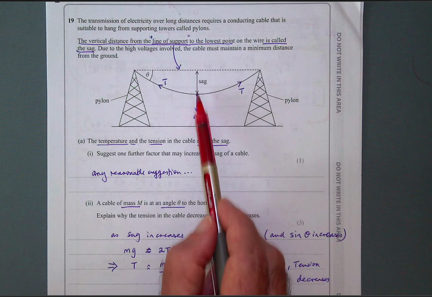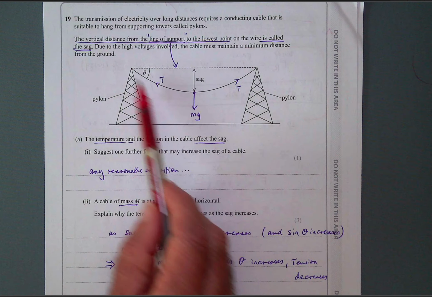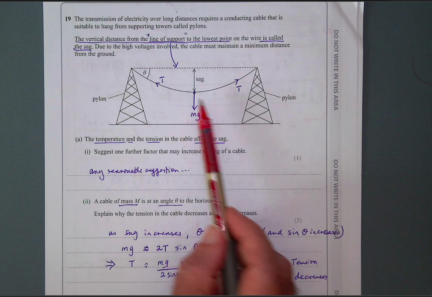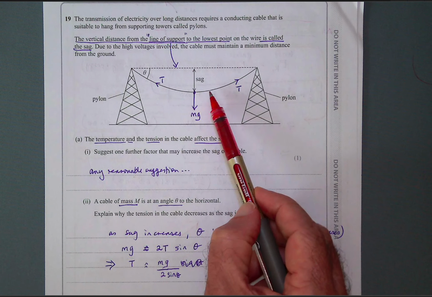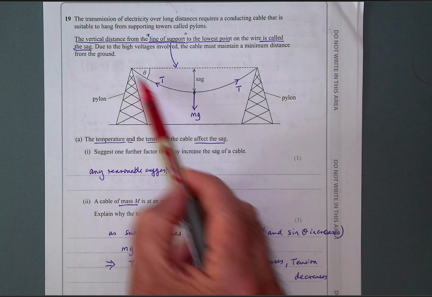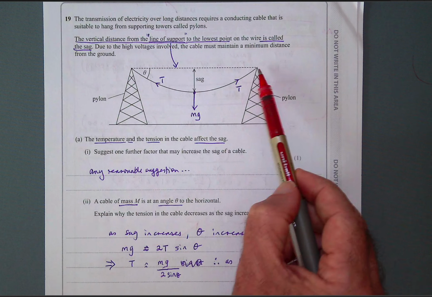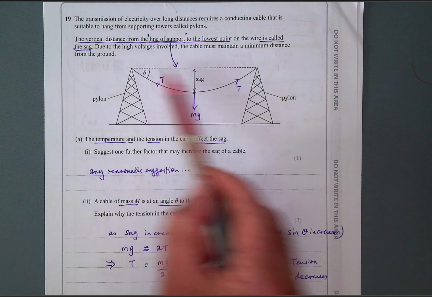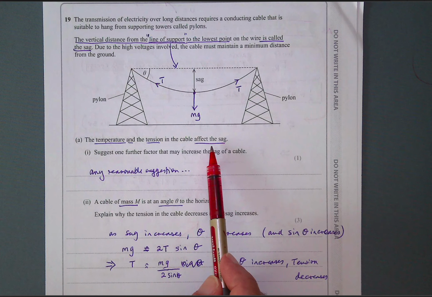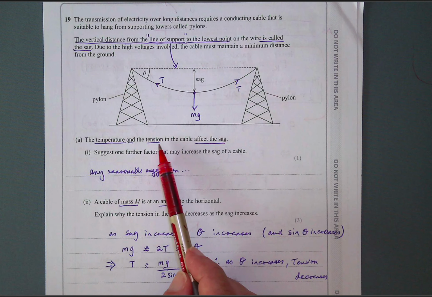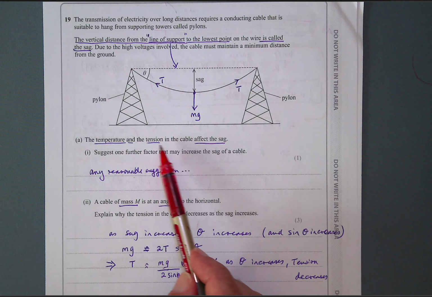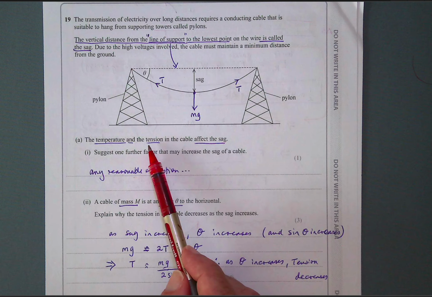Okay, so there's a weight obviously where you can assume it's acting through the center of the cable. That's the center of its mass. So I put it down as mg, and there are 2 bits of tension pulling at an angle to the horizontal, the dotted line. So you can get some kind of understanding of what's happening in terms of forces. The temperature and the tension in the cable both affect the sag. Okay, so as it gets hot, it expands, and of course that will then make it sag more. And obviously the tension is what's holding it up.